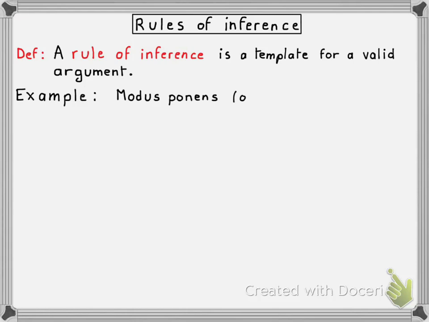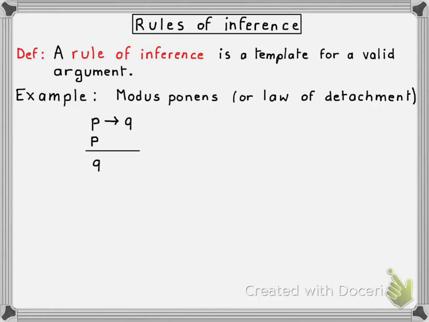Probably the most famous rule of inference is called the Modus ponens, sometimes called the law of detachment. It states that if the premise P implies Q is true, and the other premise P is also true, then according to this rule of inference, you can infer that Q is true. So that's the rule of inference called Modus ponens.